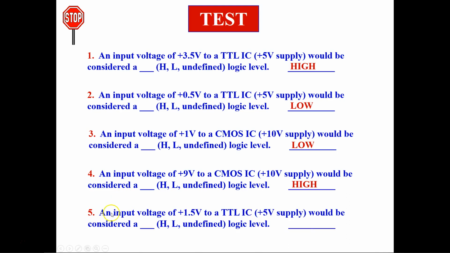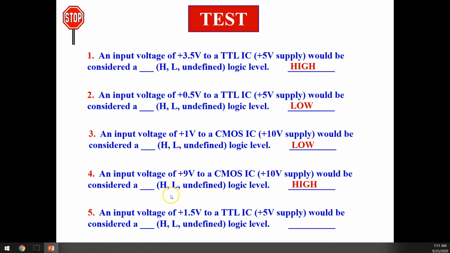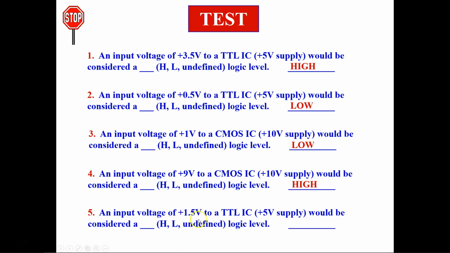And last, we have an input voltage of positive 1.5 volts to a TTL IC, would be considered as high, low, or undefined. Again, we know that the input voltage range going into the TTL is from 0 to 0.8 for low logic and 2 volts to 5 volts for high logic. So this 1.5 volts is not falling into the low logic range. So this is going to be undefined. It is between 0.8 volts and 2 volts. So this is undefined.